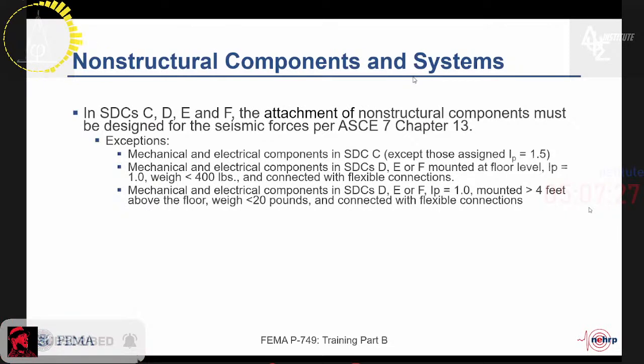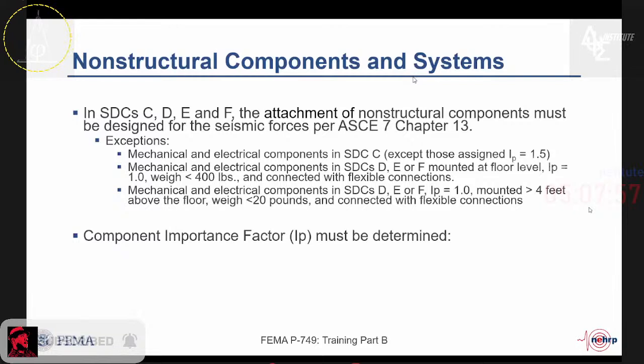Mechanical electrical components in seismic design categories D, E, and F, mounted at floor level, having an occupancy importance factor of 1 and weighing less than 400 pounds, are exempt. That covers most furniture. Mechanical electrical components in seismic design categories D, E, and F, having an occupancy importance factor of 1, mounted at greater than 4 feet above the floor and weighing less than 20 pounds, and connected with flexible connections, are also exempt.